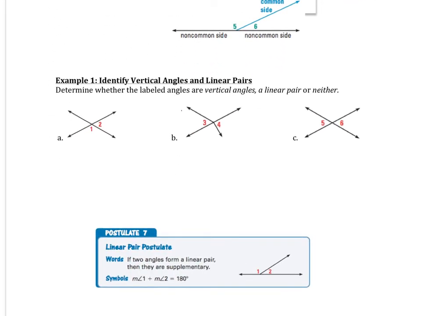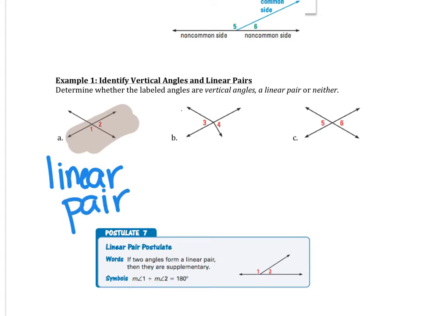Okay, so let's look at our examples here. Determine whether the labeled angles are vertical angles, a linear pair, or neither. Let's look at this first example. I see they form a straight line and they're side by side, so this would be a linear pair. In the next example, I have this crooked line here, so this is going to be neither. It doesn't form a straight line, and they're not really two intersecting lines to have vertical angles.